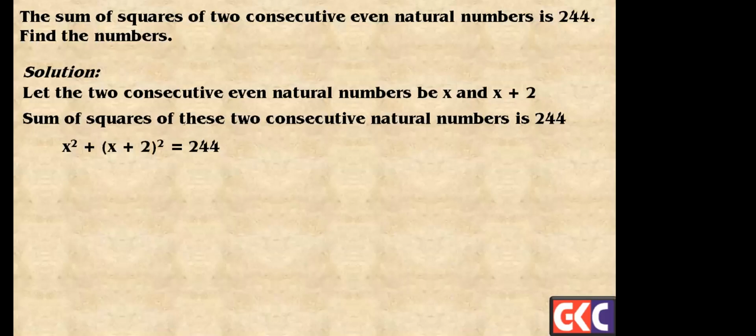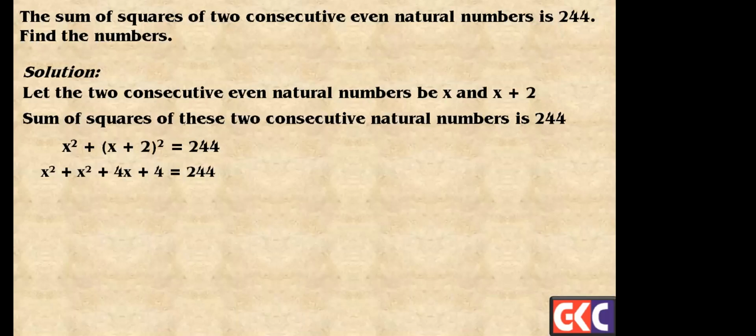Now while solving this sum further, we can expand x plus 2 the whole square. While expanding, x square is what you can see. x plus 2 the whole square is x square plus 4x plus 4. Hope you know the formula, a plus b the whole square is a square plus 2ab plus b square, and this is equal to 244. Okay.